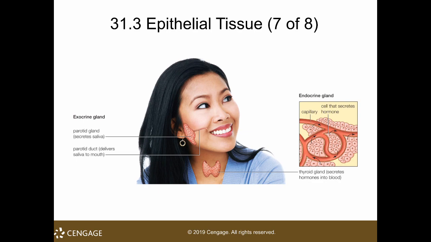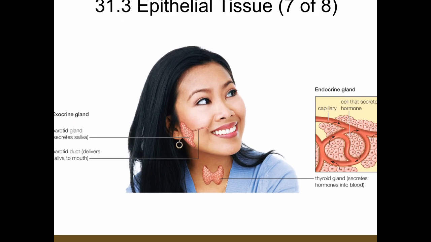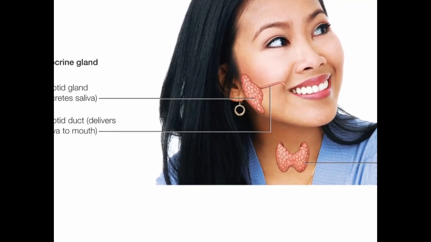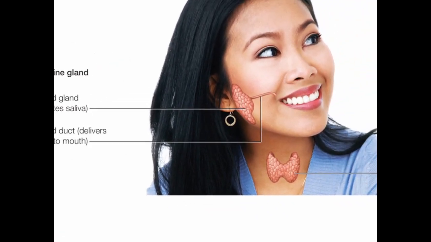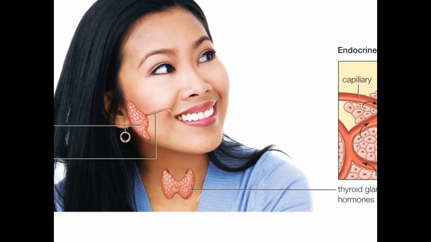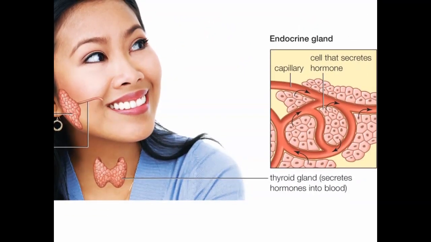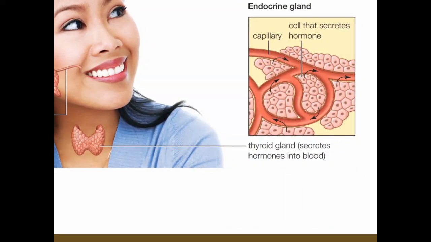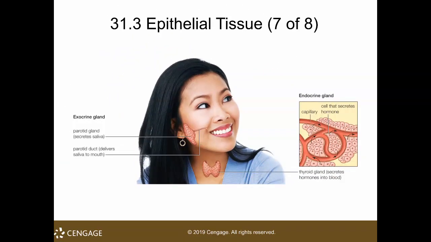So here is an example of epithelial tissue. This is your salivary gland. It secretes saliva, and you have a duct there leading to the interior of your mouth. In contrast, you have the endocrine gland, the thyroid gland. It does not have any ducts, as you can see. It directly releases its hormones, its secretions, into the blood vessels.